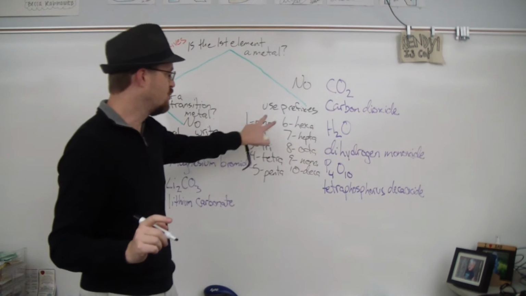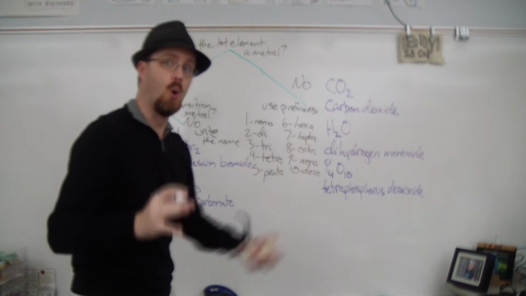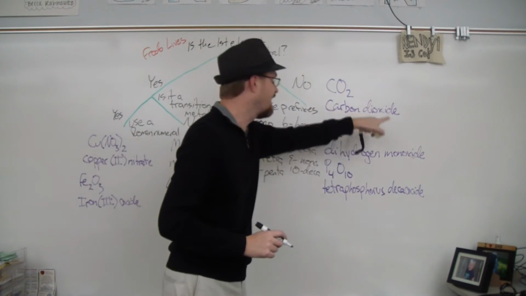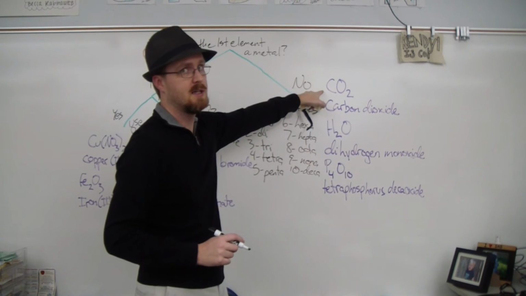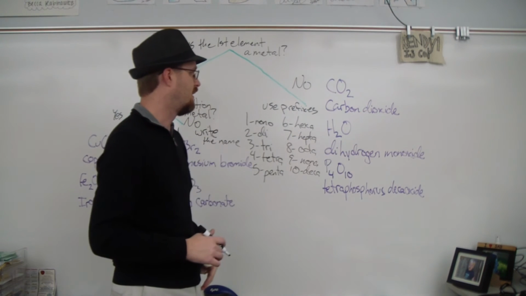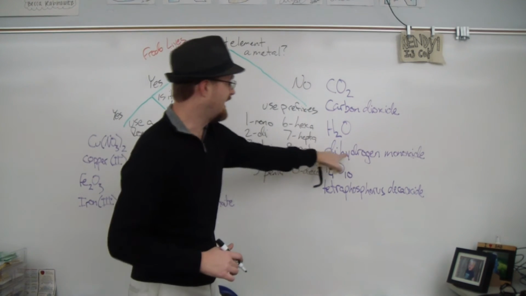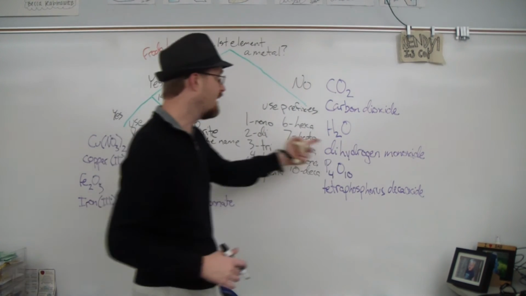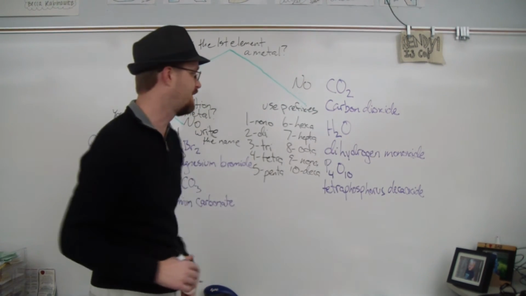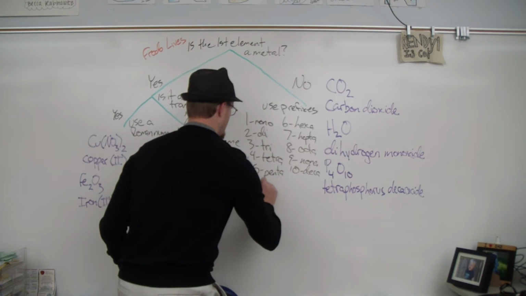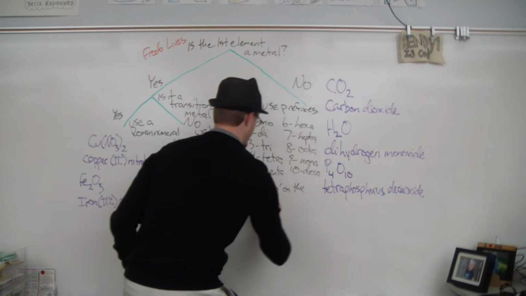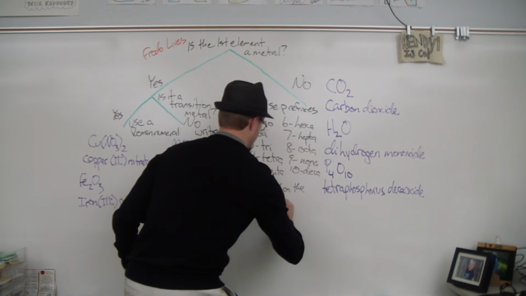But do we use all of these prefixes all the time? Well, clearly from this example right here, carbon dioxide, even though there is only one carbon, no, we do not use mono on the first name. We can use the other prefixes on the first name, and we can use mono on the second name, but clearly not on the first name. So no mono on the first element.